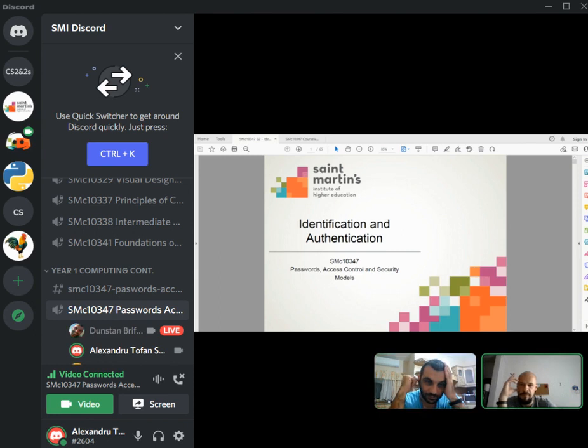Identifying the user, and identifying if the user is the user that should actually be given authorization to do certain things. Yeah, Alex, you mentioned passwords, if I heard correctly.